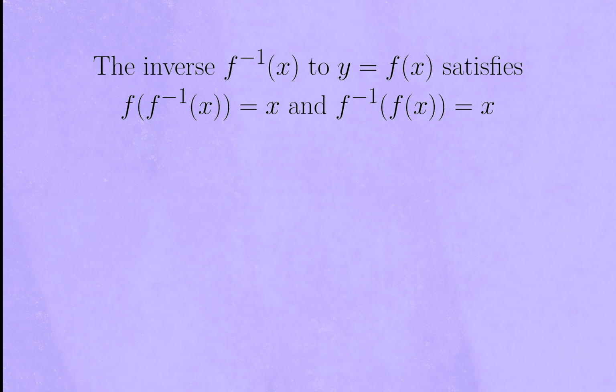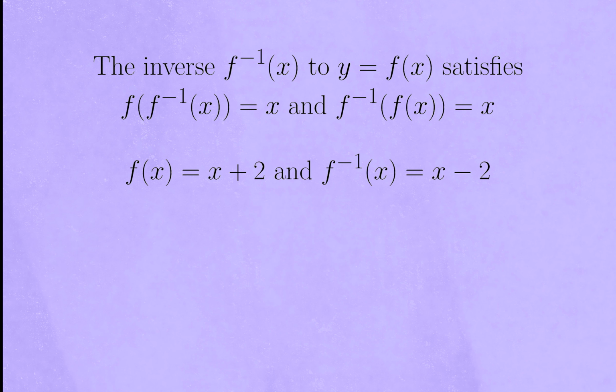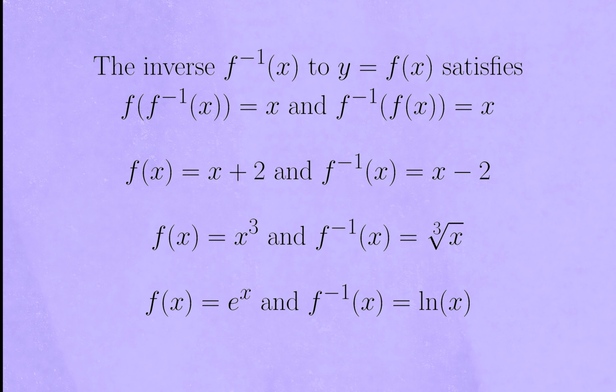Now let's see a more theoretical application. Recall that the inverse function to a function y equals f of x is the function such that f of f inverse of x equals x, and f inverse of f of x equals x, i.e. the inverse function undoes the function. For instance, the inverse function to x plus 2 is x minus 2. The inverse function to x cubed is the cube root, and the inverse to e to the x is ln.